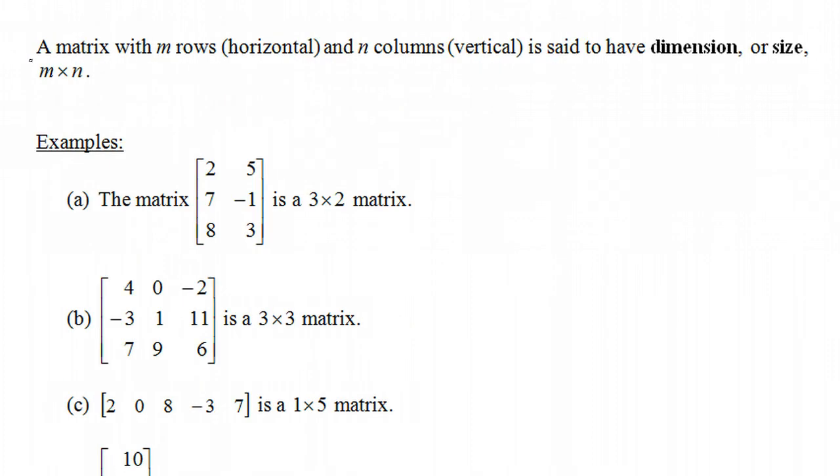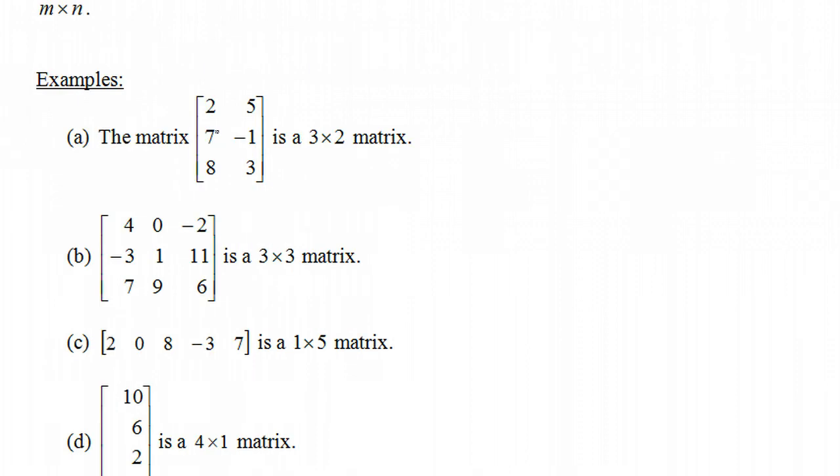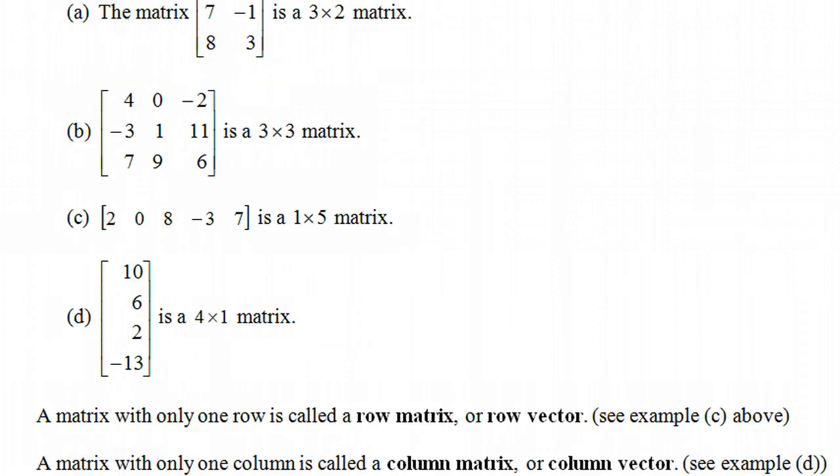Okay, let's look at our first example. This matrix in part A is a 3 by 2 matrix. Notice it has 3 of these horizontal rows and then 2 columns. I think of columns as being vertical, kind of like the columns on a building are vertical. So it's 3 rows and 2 columns. Now in part B we have 3 rows and 3 columns, so it's a 3 by 3 matrix. In part C we just have 1 row, but we have 5 columns, so this is a 1 by 5 matrix. Now that's not the same thing as a 5 by 1 matrix.